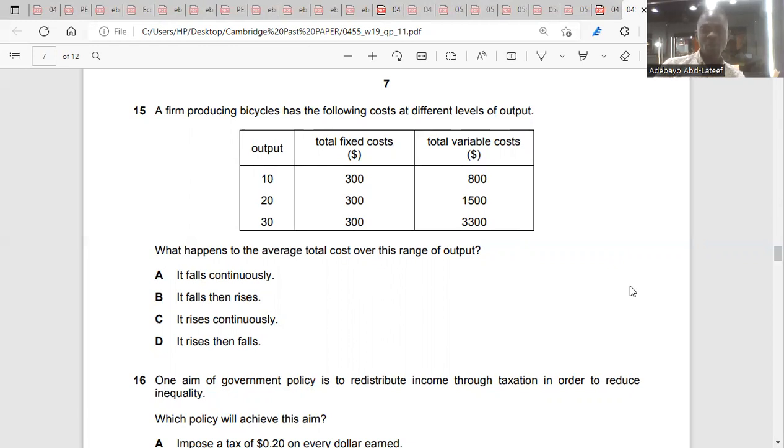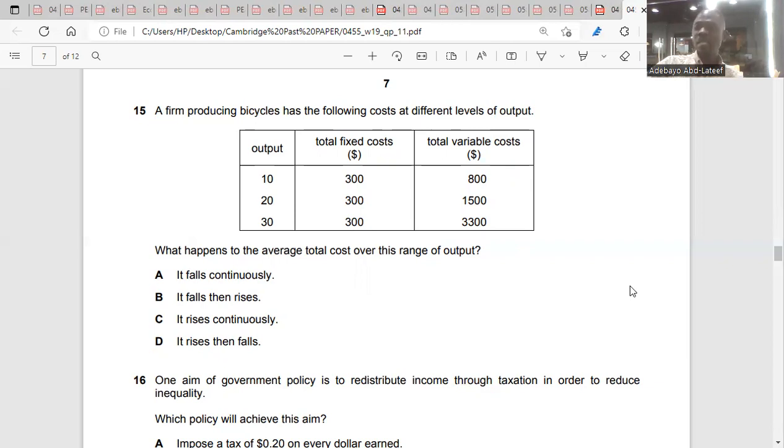Do you know the formula for average total cost? Yes. Total cost divided by output. So what is the total cost here? The total cost is total variable cost plus total fixed cost. Okay. So average total cost will be TC, FC plus VC, divided by 10. So FC plus VC here is 300 plus 800 divided by 10. 1,100 divided by 10. That is 110.